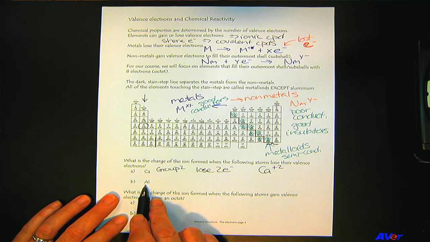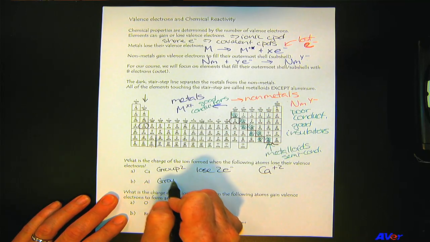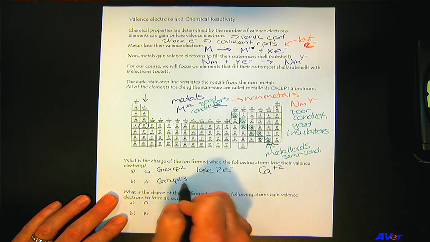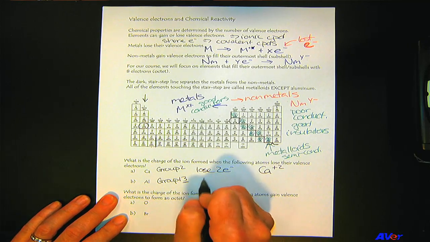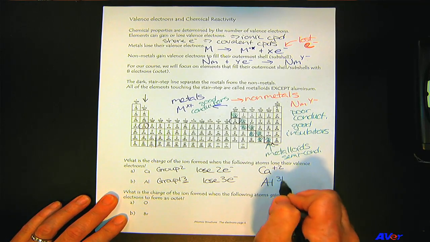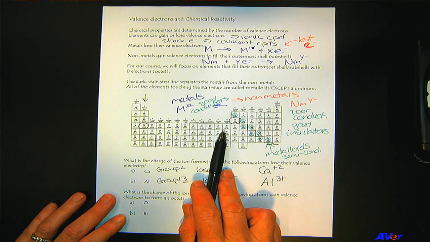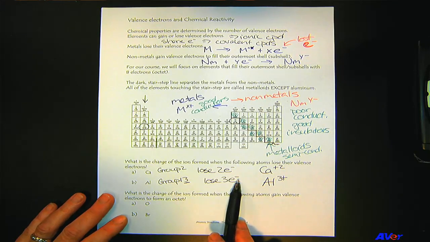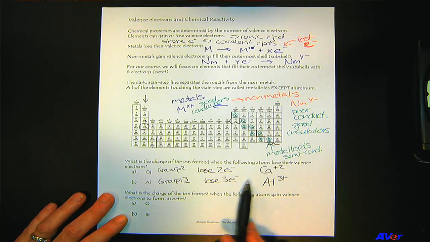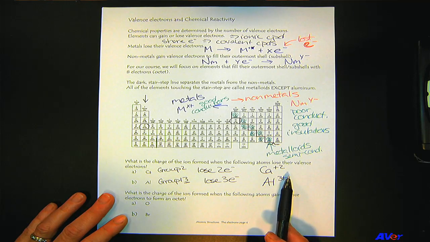And then aluminum. Here's aluminum, right? It's group 3 or group 13. There we go. So it's going to lose 3 electrons to be aluminum 3+. So we know they're going to lose electrons because they're metals. We also know it takes energy to gain or lose electrons. So it's much easier to lose 2 than gain 6. Or lose 3 and gain 5.